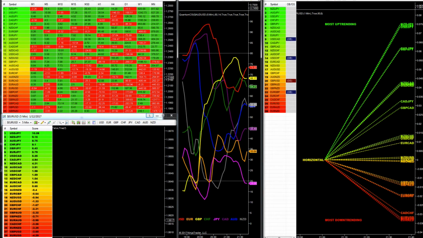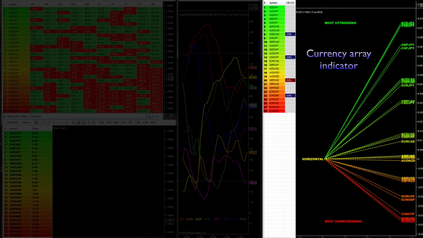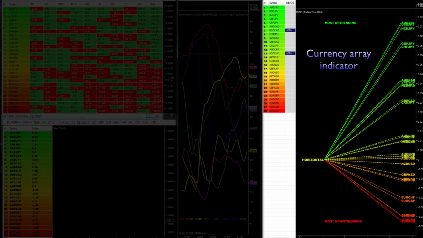Next comes the currency array indicator, which takes you to the next level for your analysis of strength and weakness. And here you want to see the strength of the trend in all 28 pairs. The indicator reveals instantly, graphically, and in all time frames which currency pairs are trending higher and lower with the greatest speed and momentum. And as you might expect, it also displays those currency pairs which are in a congestion phase with little or no trend.